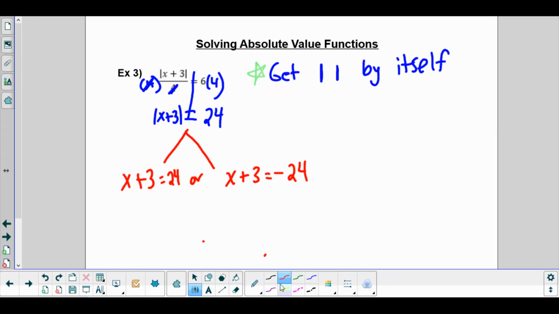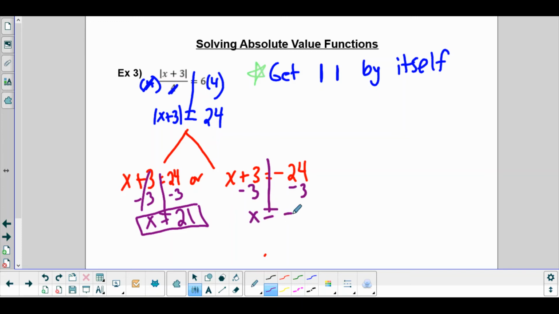And then you're going to solve each of these for x. So to solve x plus 3 equals 24 for x, we're going to subtract 3. These 3 cancel, so you get 24 minus 3 is 21. Next, on the other side, x plus 3 is negative 24. Same idea, draw your line, subtract 3 from both sides. So you get x is negative 27.